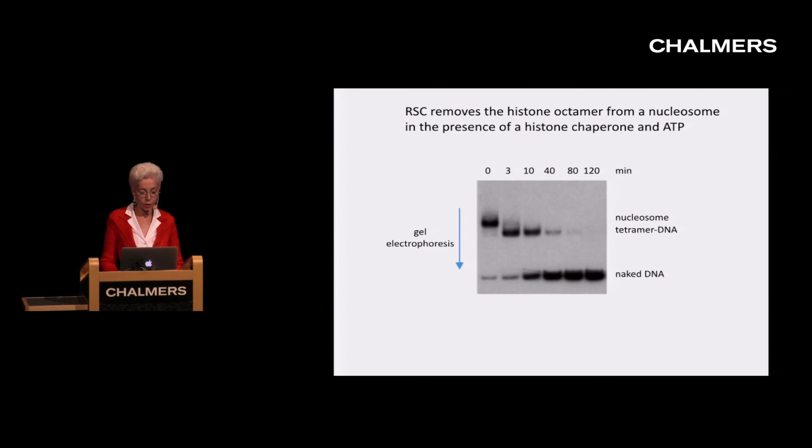Products of the reaction are again separated by migration in a gel. The histone octamer is removed piecemeal. In the first few minutes, the H2A, H2B dimers are removed, leaving a complex of the H3, H4 tetramer and DNA. Finally, the tetramer is also removed, resulting in naked DNA.